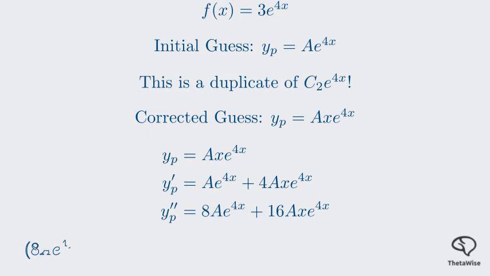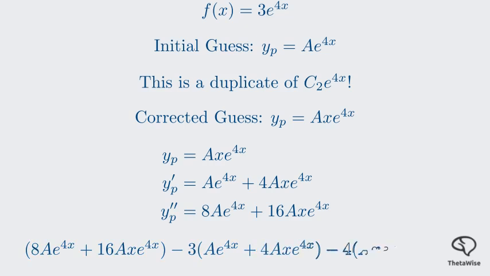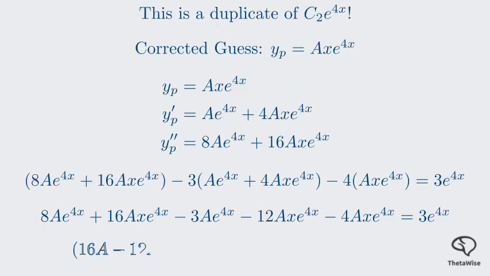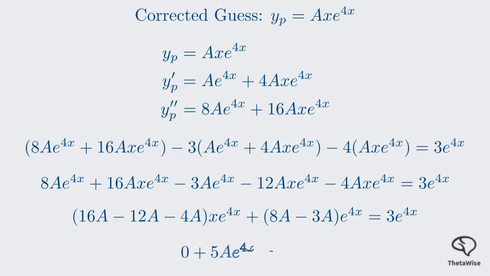This is a long substitution. Pay close attention to the signs. We have the second derivative, minus 3 times the first derivative, minus 4 times the original guess. Now let's expand and simplify. First we expand everything. Then we collect the terms with xe to the 4x and the terms with e to the 4x. Notice that all the terms with xe to the 4x cancel each other out. We're left with 5a times e to the 4x equals 3e to the 4x.